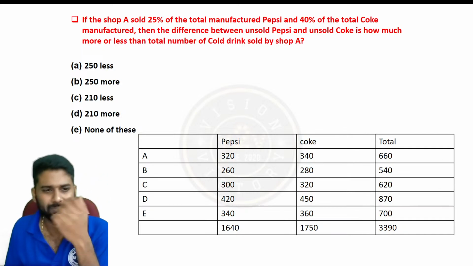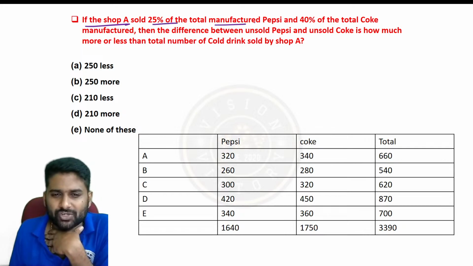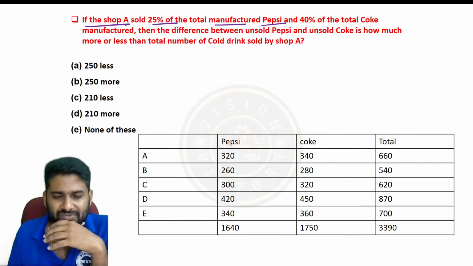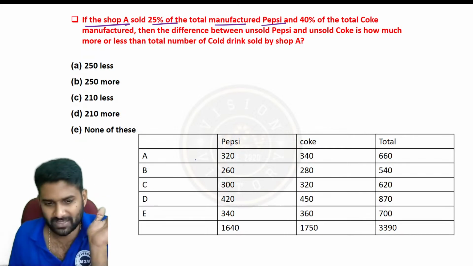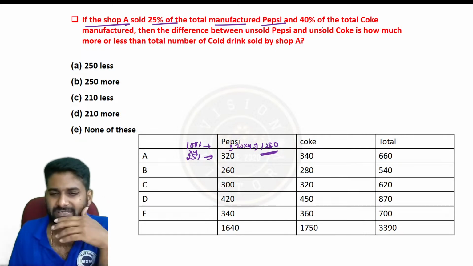Go through this question. If the shop here sold 25%, total manufactured is Pepsi. Guys, A total manufactured is 25%. So what is the total manufacturing? Out of total manufacturing, it sold only 25%. Okay. Next one, see. It's a value of 25% only. Now what is the total manufacturing? 100%. Means you should multiply with 4 times. So 1280 is the total manufacturing.